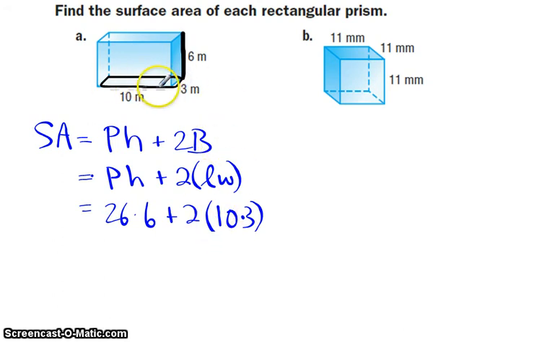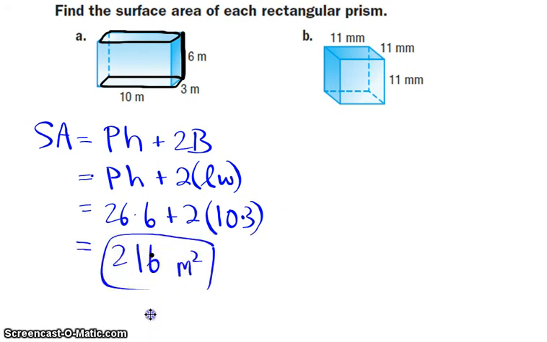Then I need to just find the area of my base, which is 10 times 3, but I've got two of them, one on top and one on the bottom. Okay. Put this in your calculator. And you get 216 meters squared.